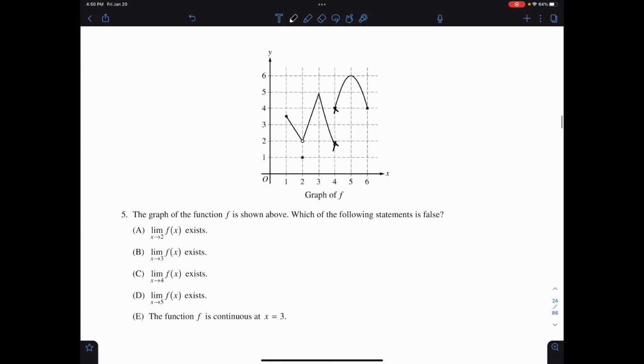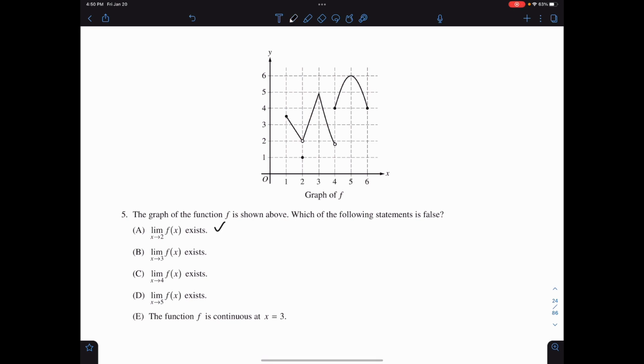Okay, so here we're given a graph. It says the graph of the function f is shown above. Which of the following statements is false? We'll just go through each bullet. The first one says the limit as x approaches 2 of f of x exists. If we look at x equals 2, from both the negative direction and the positive direction, they approach the same value. So the limit does exist.